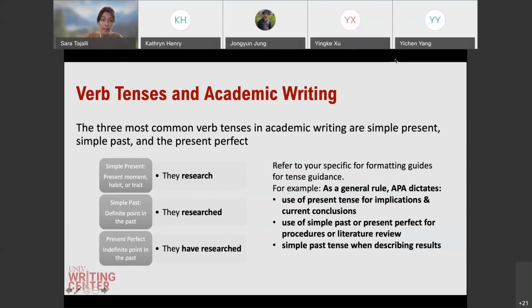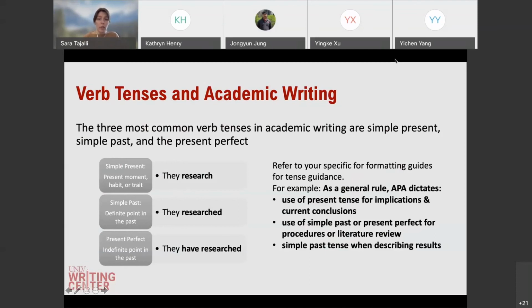The simple past is a definite moment in the past, and then the present perfect is an indefinite moment. So that's something that started in the past and is still true. So for example, we would use, they have researched this topic for 10 years. So they began this in the past and it's still present. So these are the 3 most common tenses used in academic writing. It's not, like I said, an exhaustive list, but these are the most definitive ones.